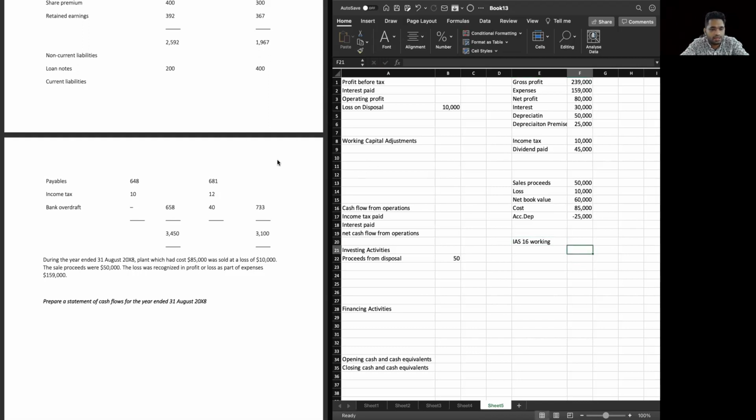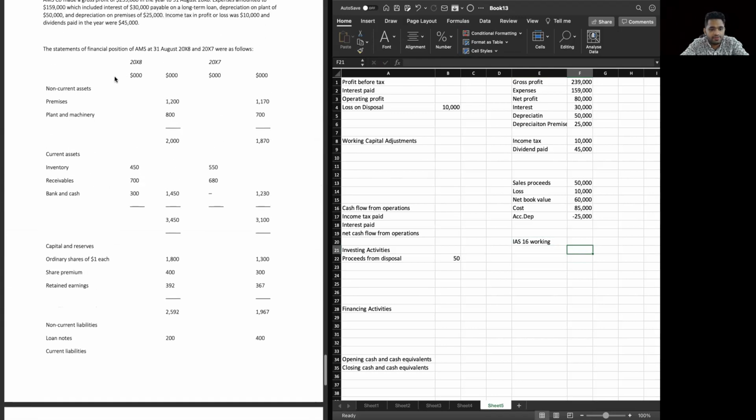So here you see there is a little bit of a difference. There is no accumulated depreciation given. So this IAS 16 working, we will be doing it based on the net book value, right? They have already given us the net book value. So all the calculations we do is going to be based on net book value. So the opening net book value is going to be 1,170 for premises. There are two assets, premises and plant. So premises opening balance 1,170, plant opening balance is going to be 700.